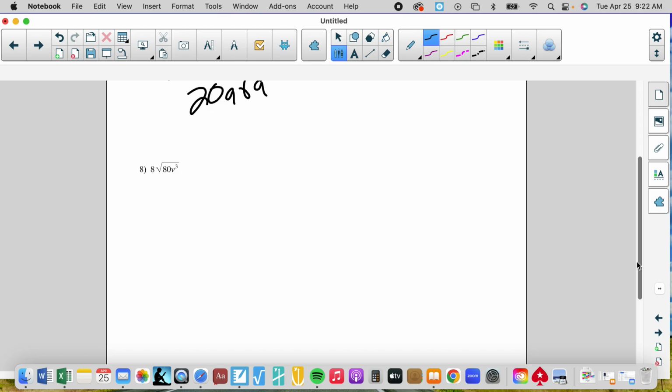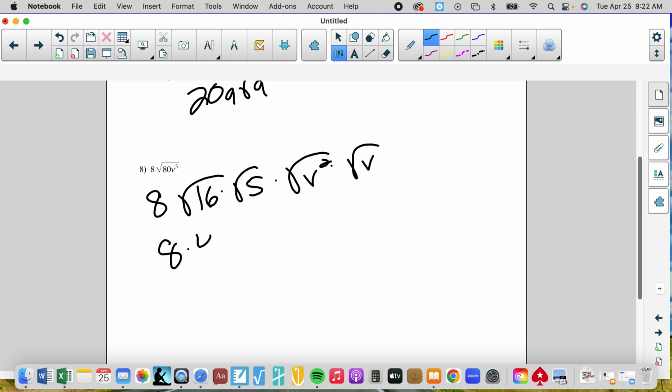Number 8, a lot of 8s in number 8. 8 times, what's that, 16 times 5? We're not going to go the 4 route. Yes, 16 times 5 times v to the third, which will make v squared v. And that's 8 times 4 times rad 5 times v times rad v. That's 32v rad 5v.